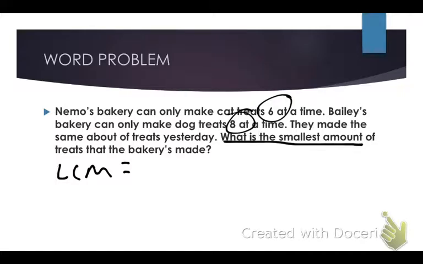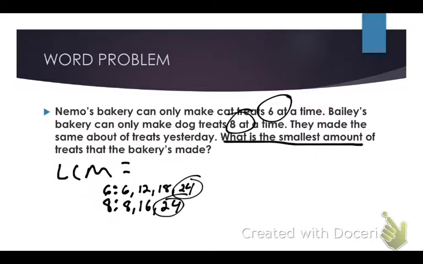Okay, so here we're going to go ahead and get started. We're going to go ahead and make our 6 and our 8. We're going to go ahead and make our list. 6, 12, 18, 24. And I think I can stop. I'm not sure, but I think I can. 8, 16, 24. Look at that. I was correct. We have 24. So our least common multiple is 24, which means the smallest amount of treats that the bakeries made is 24 treats. And that is our word problem.